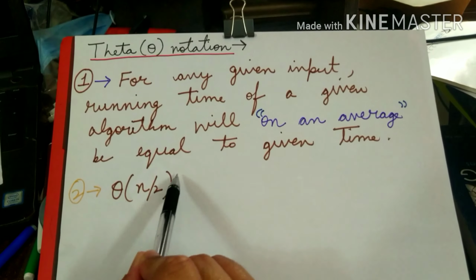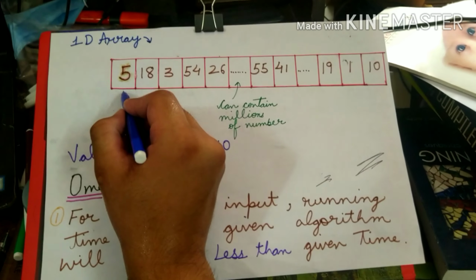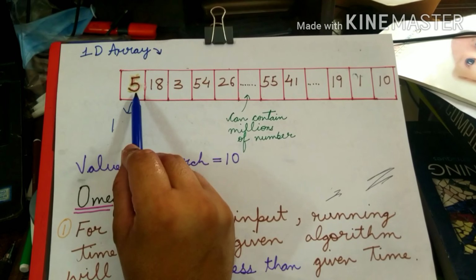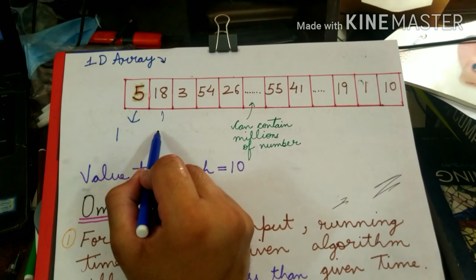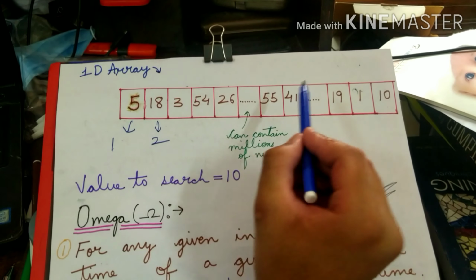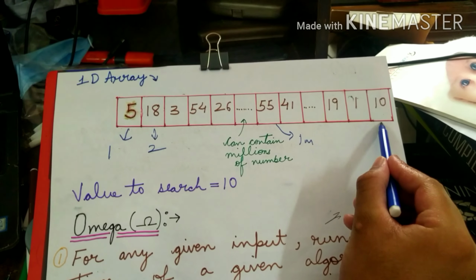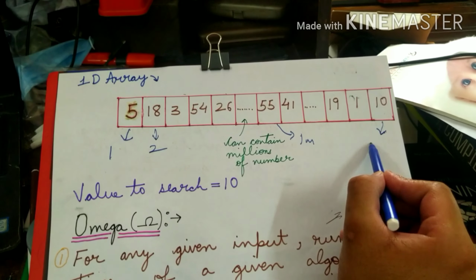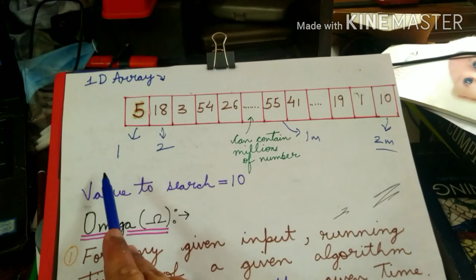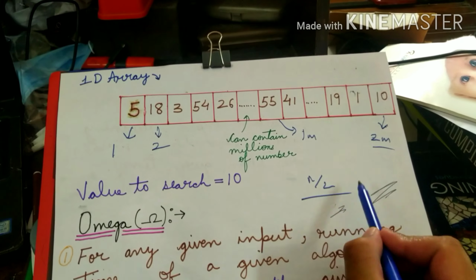How does it come to theta n by 2? Suppose it takes 1 unit of time to find the first cell, that is 5, and to search the 18, that is the second cell, it takes 2 units of time. 55 takes 1 million units of time, and 10 takes 2 million units of time. So basically theta measures the average case complexity. The average case complexity will be n by 2. Thank you.